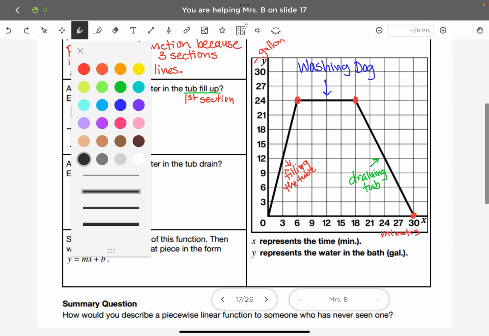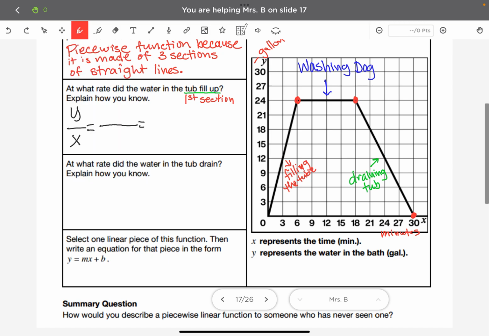In order to do that, I need to find points. So I'm going to start at the 0, 0, and I'm going to read my points going up, going left. So I'm going to follow my line up, and I'm going to look for those perfect points. I have 3 perfect points on my line. So now I'm going to make my stair step.